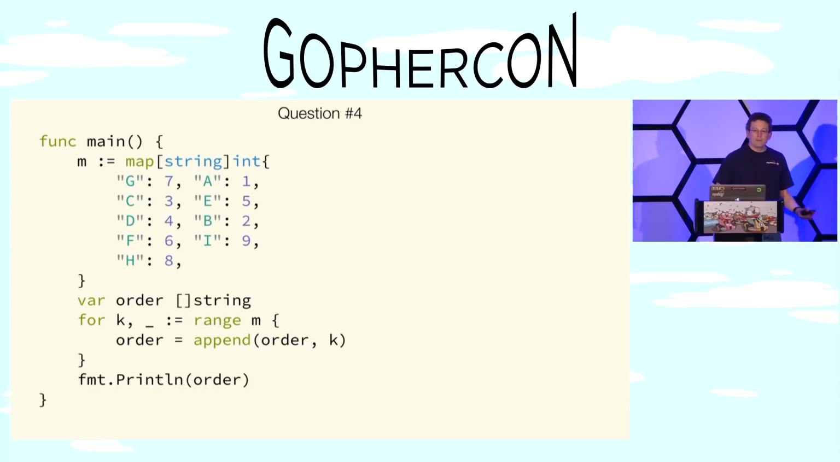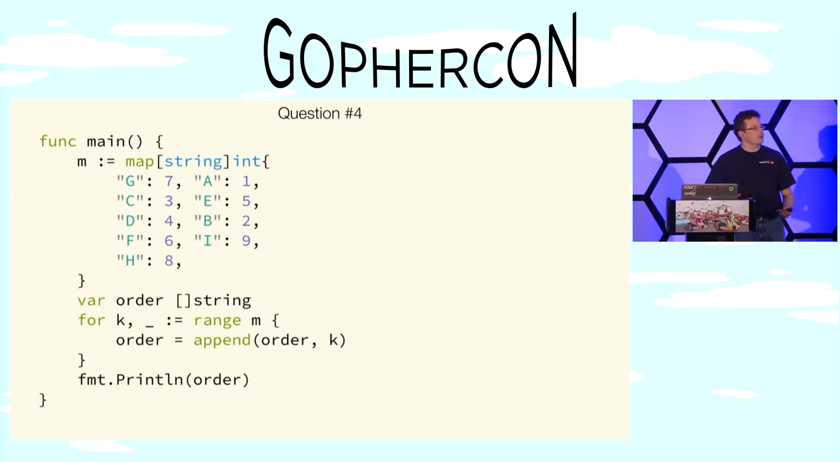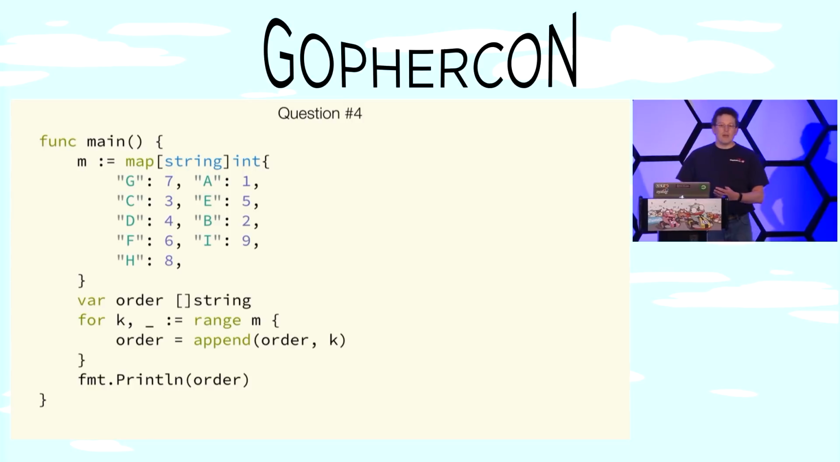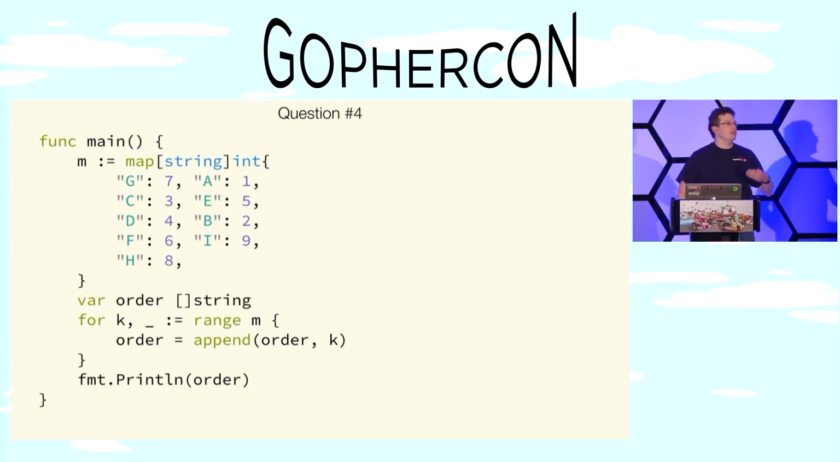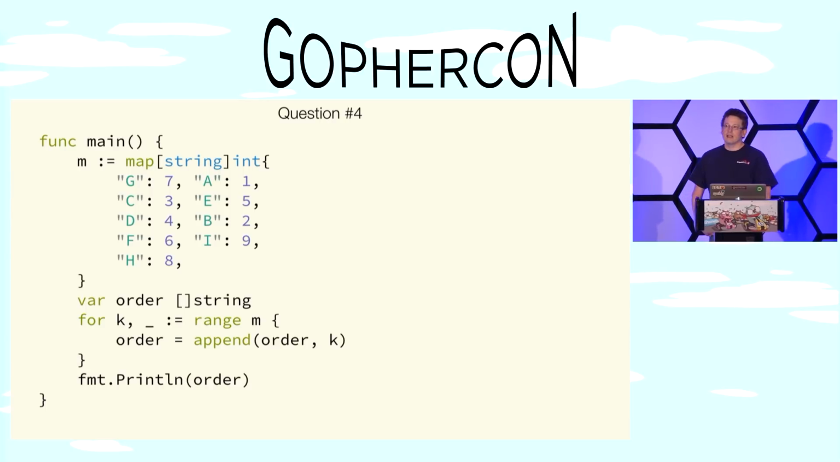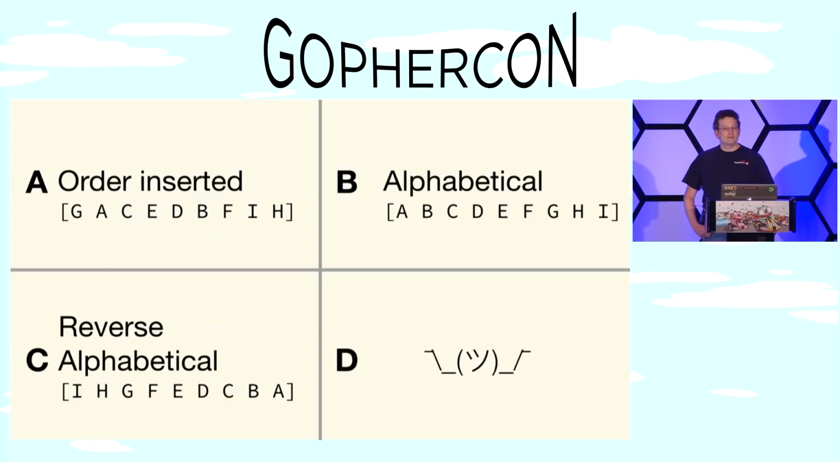So let's look at another thing we do with maps. We iterate over them. What is this code going to print out? So we put a bunch of keys and values into the map. We then create a slice. We then iterate over the map. We copy the keys into the slice, and then we print out the slice. What's it going to print out?